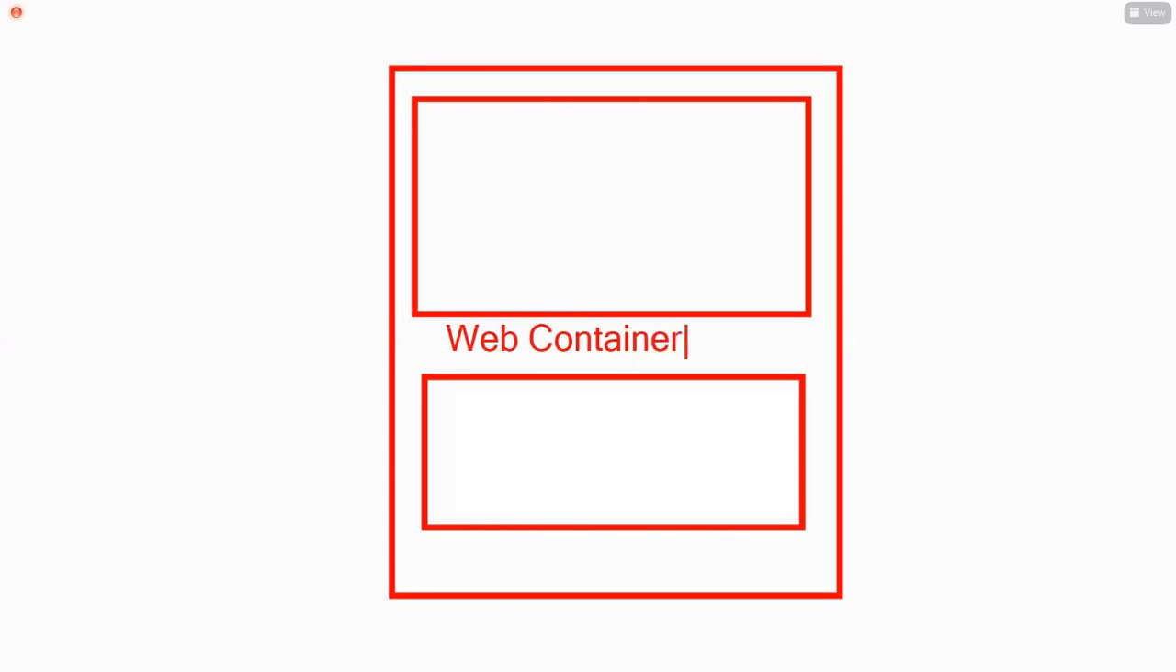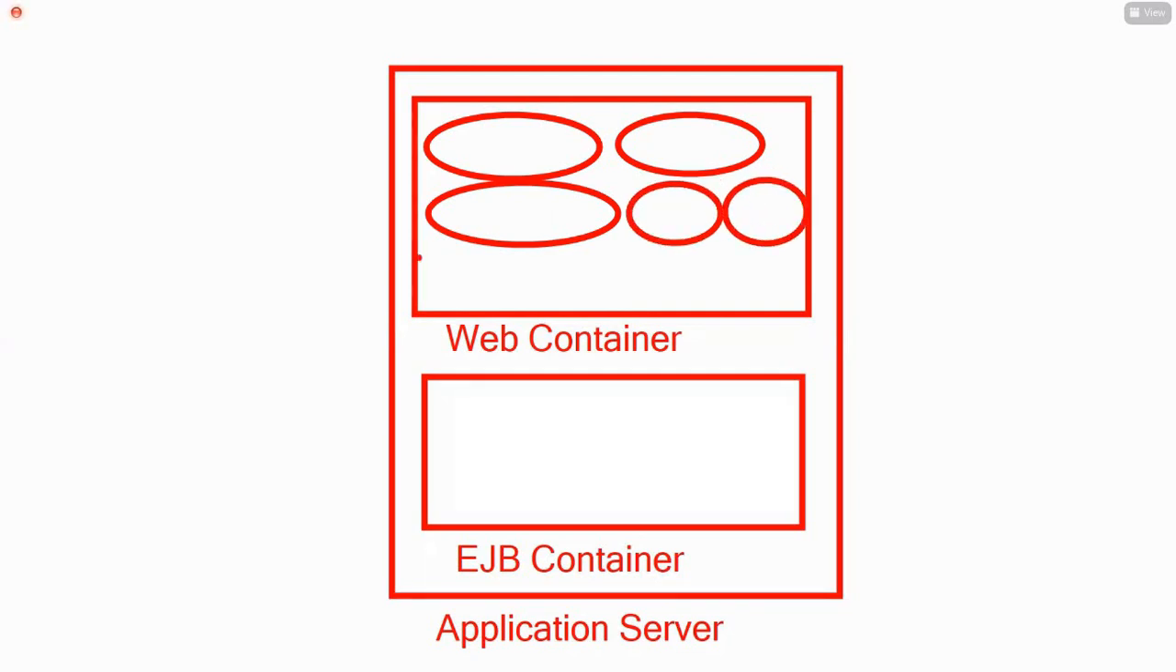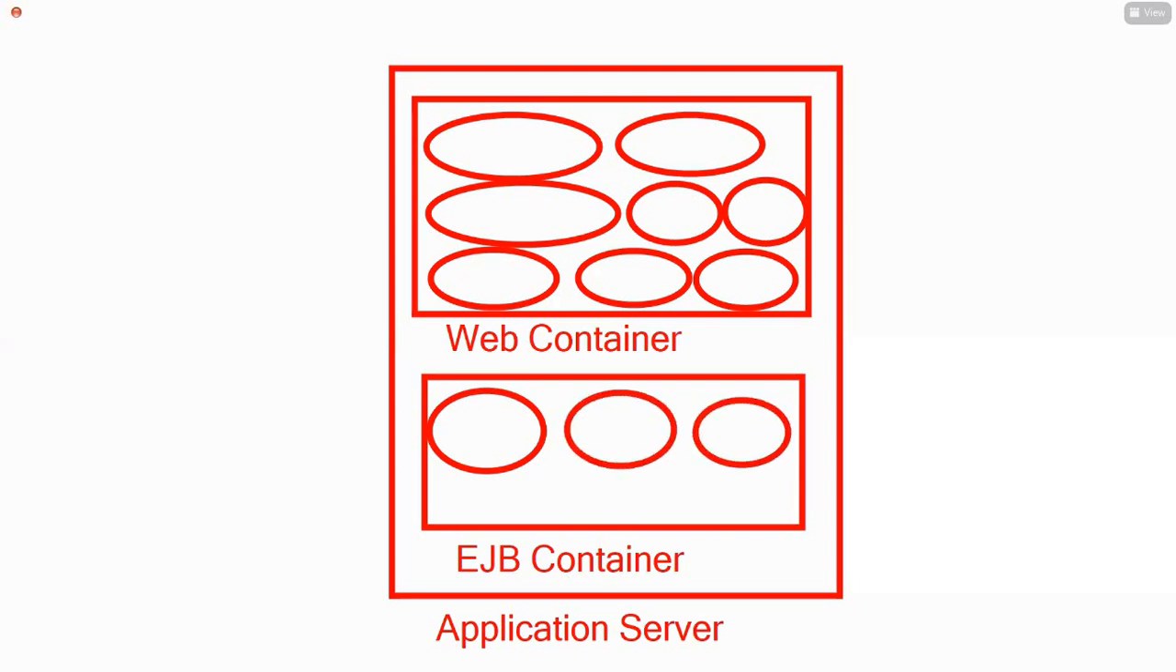Web container, EJB container. It is the application server. Here servlets will be there, JSPs will be there. Here only EJBs will be there. Right?